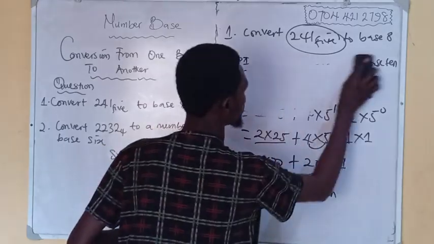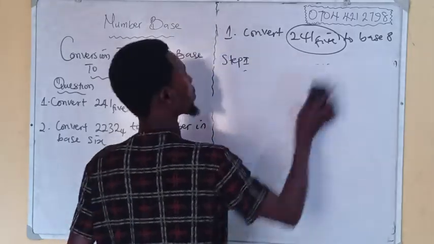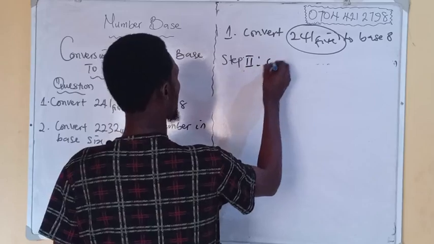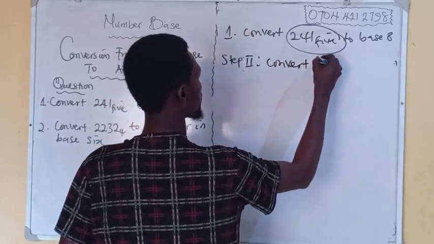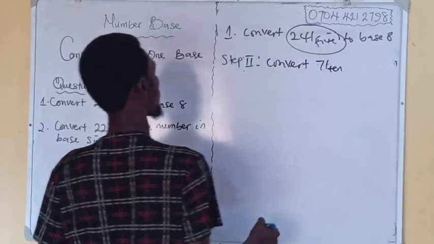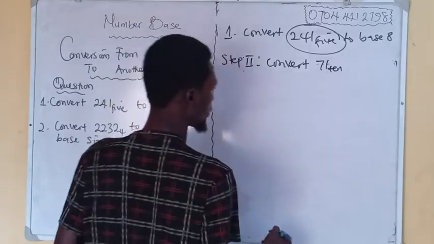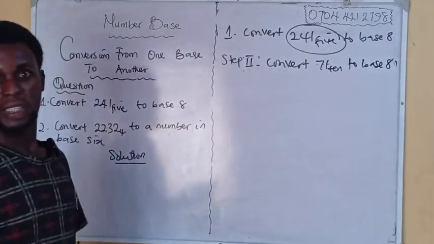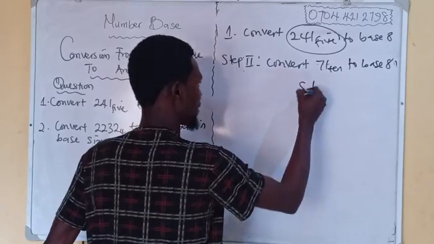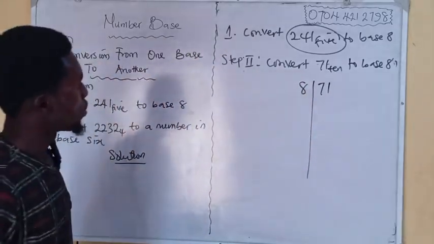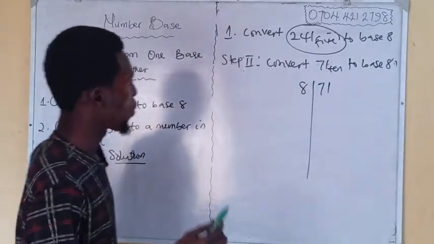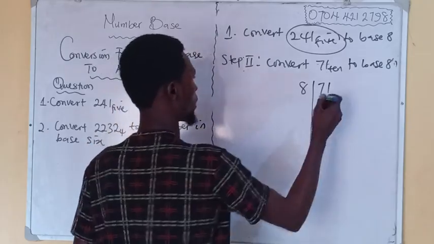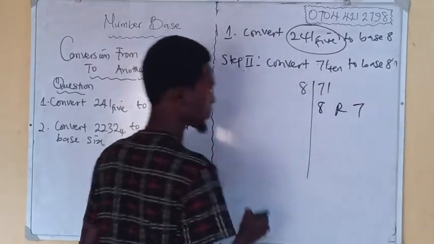Okay? So the next step, step 2: convert the equivalent of 241 base 5, which is in base 10, to the required base, which is 8. So in this case, what do we do? We divide. Okay, so 8 now goes into 71. 8 goes into 71, that should be 64. That is 8 times, and remainder 7.